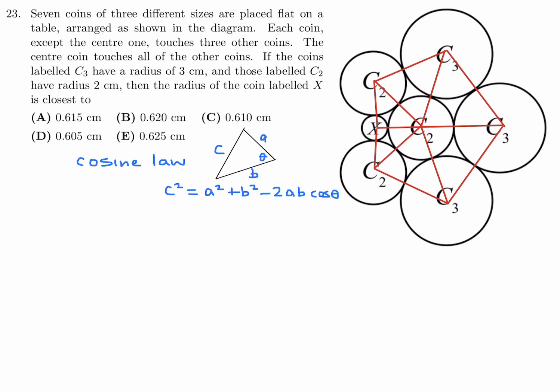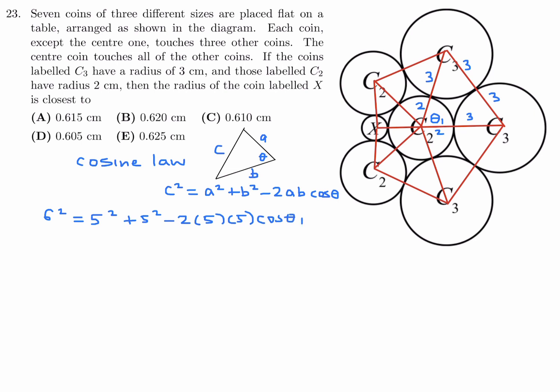So first, let's use it here. Let's call this theta 1. And this side is 3 and 3. This side is 3 and 2. Those are the radii, and this is 3 and 2. So we can use the cosine law. It would be, let's see here, 6 squared is equal to 5 squared plus 5 squared minus 2 times 5 times 5 cos of theta 1. Correct?